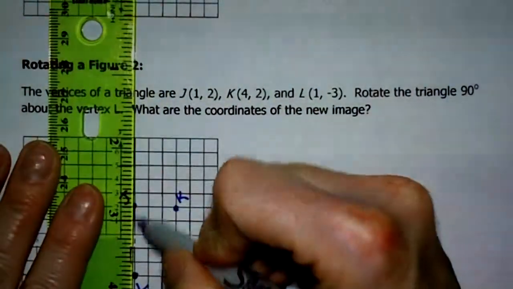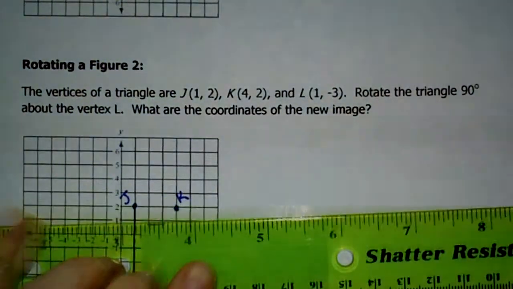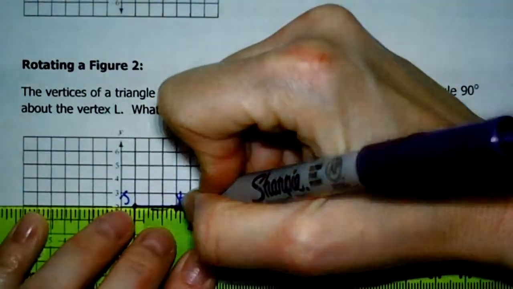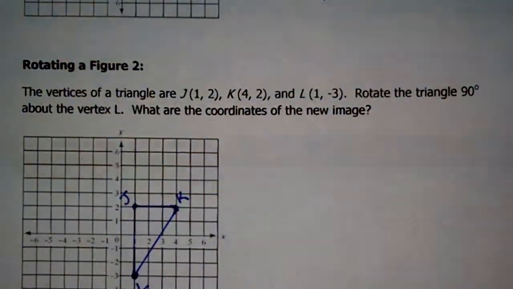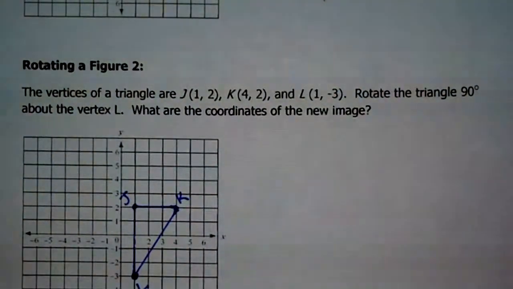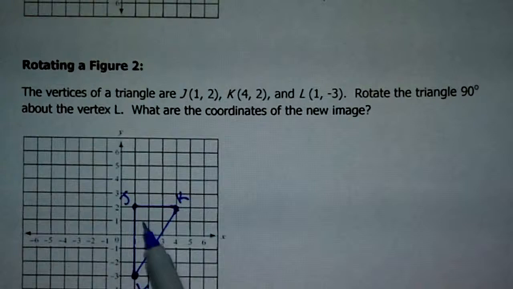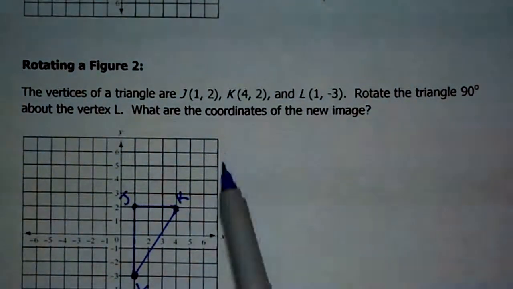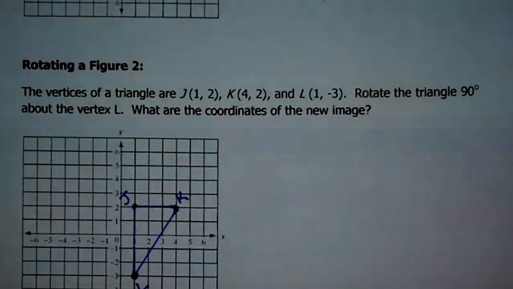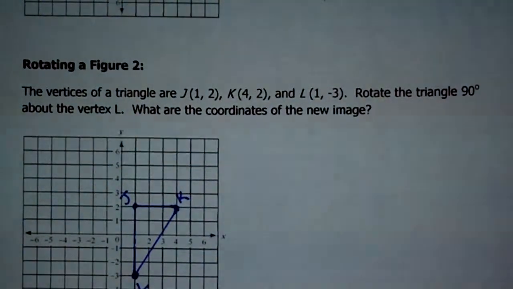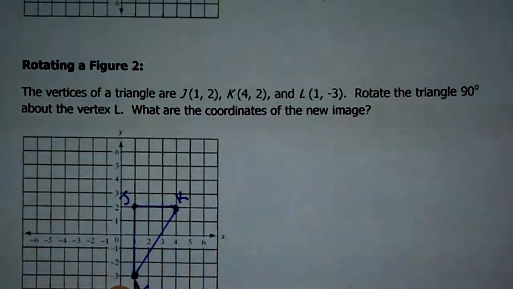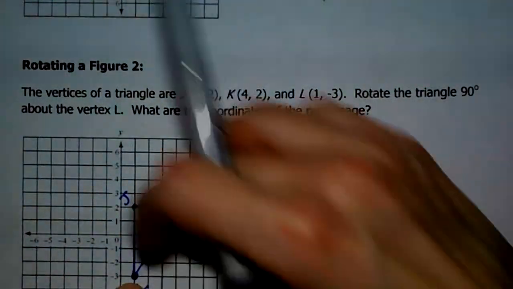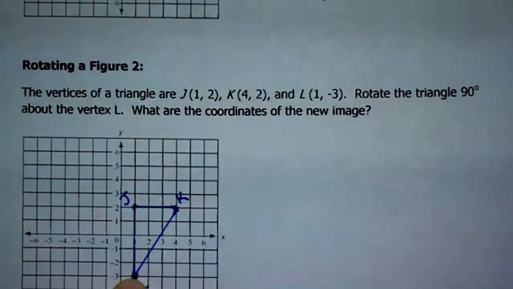I'm going to connect these with the ruler. They're a little bit farther apart than my trapezoid was. Okay, there's our original. Now what we want to do is, this is going to be fun. We want to rotate this triangle 90 degrees about the vertex L. What are the coordinates of the new image? Okay, so we don't want to rotate it around the origin. Our center of rotation is now L. So this is the point that holds still while we move the shape.